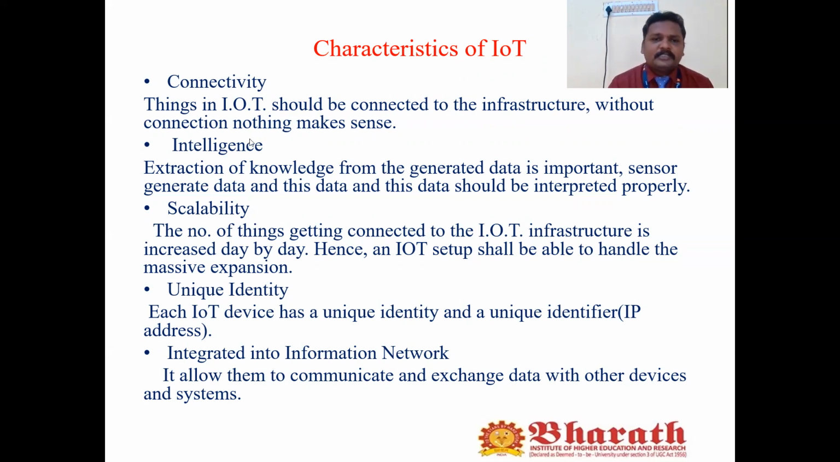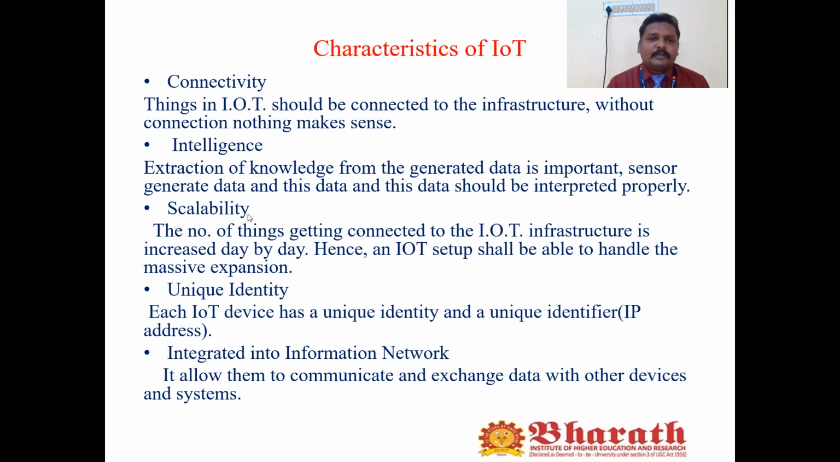Being intelligent means we have to extract the knowledge from the generated data. Let's say, for example, the sensor sends the data, which means it reads the data. The data needs to be very important, and the data should be interpreted properly. So we have to analyze the data properly. Okay, that is the second characteristic, intelligence.